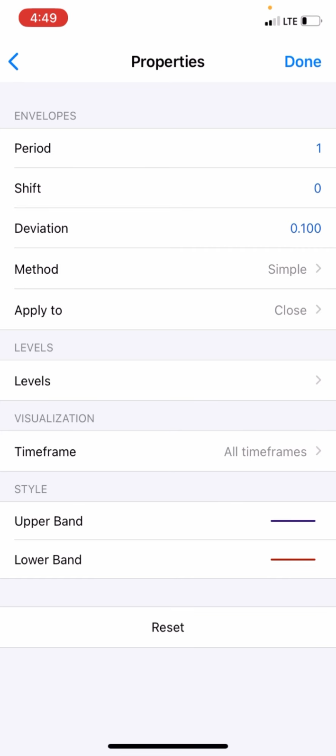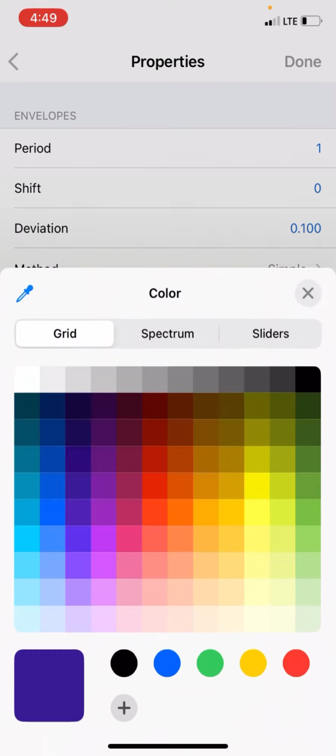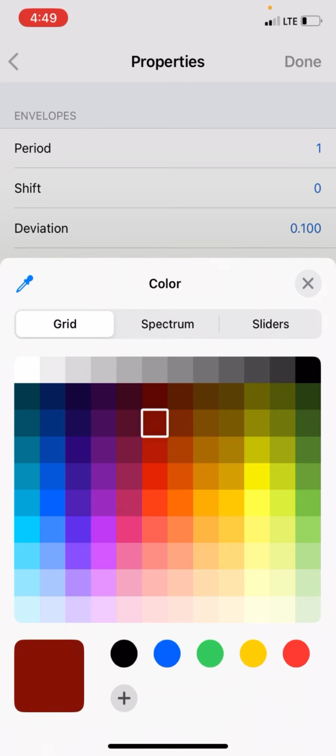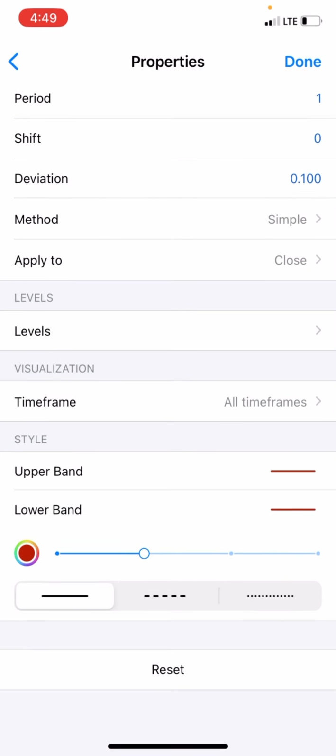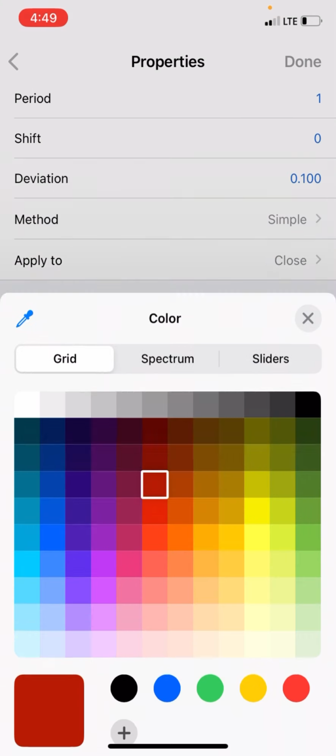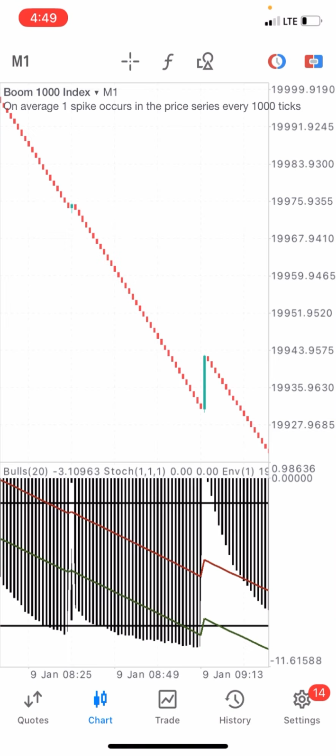And then for styling, upper band, you can use whatever color that suits you. I just changed mine to red. The upper band, I just changed it to red. And then lower band was already red, so I'm going to change it to green. Yes, change that to green. And I'm done. Now you have the setup running across your charts.